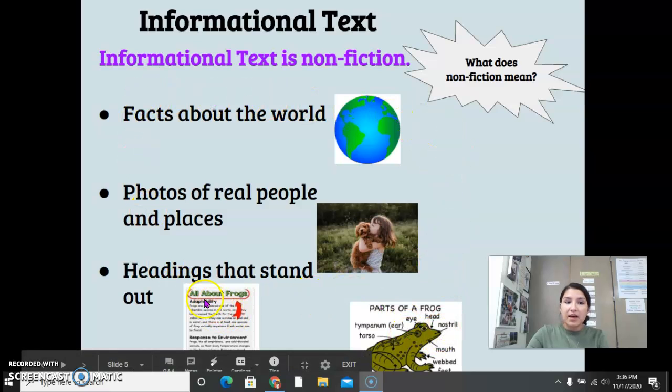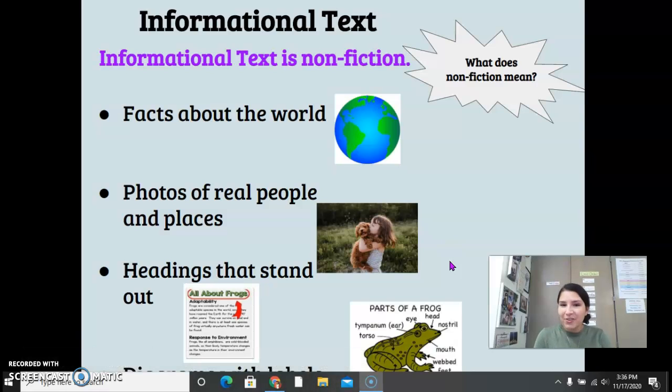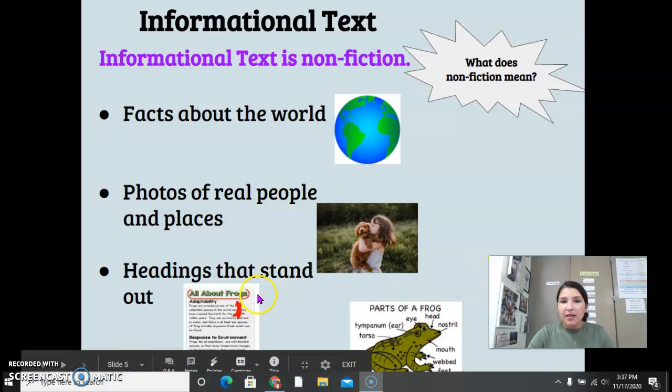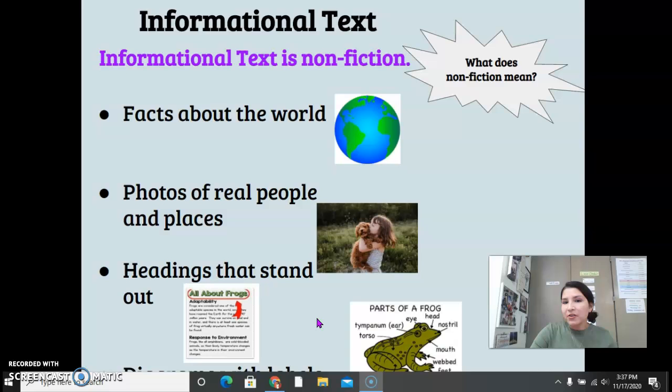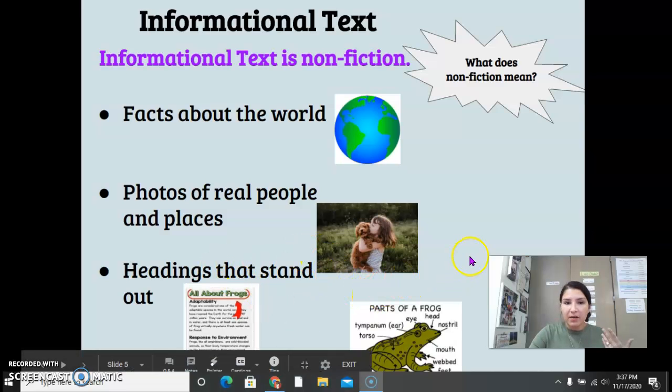And these happen to be some things that we're focusing on this week, such as headings, diagrams with labels. Does anyone know what the name for that is? If you said text features, you're correct. Awesome. What else? One thing that really helps me remember about informational text is informational text gives real information in an interesting way. So whenever I see photographs or diagrams or headings, this really helps me better understand the text that I'm reading, the book that I'm focusing on.